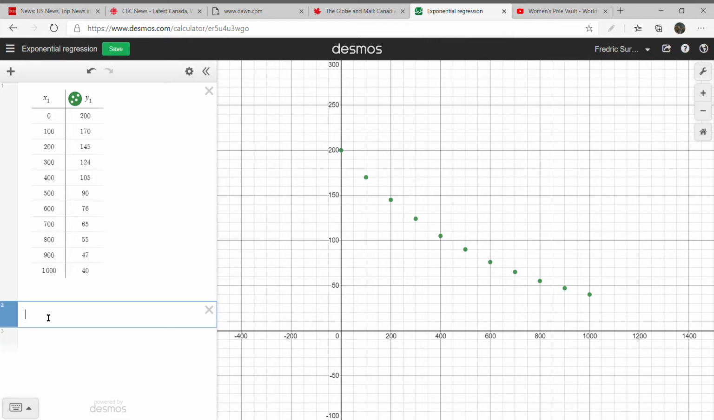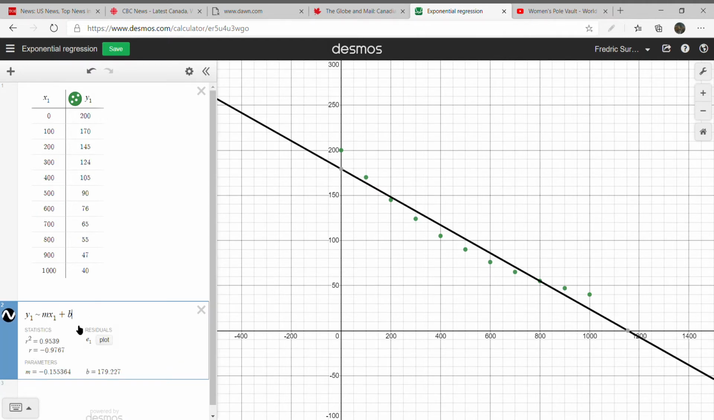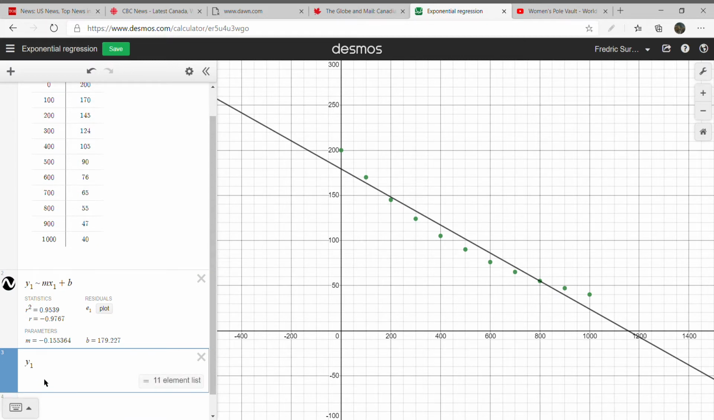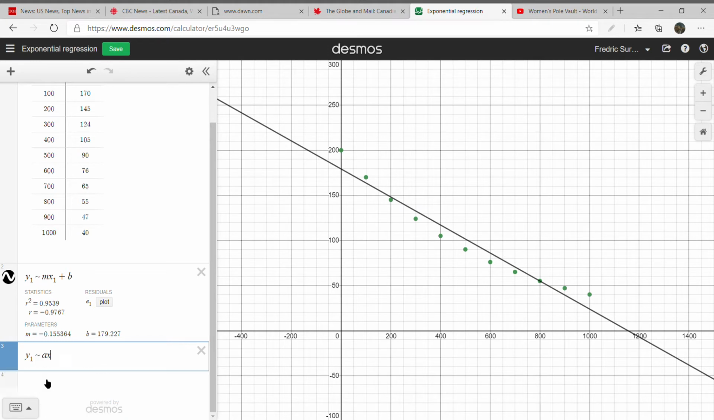Let's see how good the linear regression fits this. So let's input that. Y1 equals mx1 plus b. Okay, so look at the r squared value here. It's 0.95. So the regression coefficient is pretty decent. Let us see how well a quadratic expression fits here.